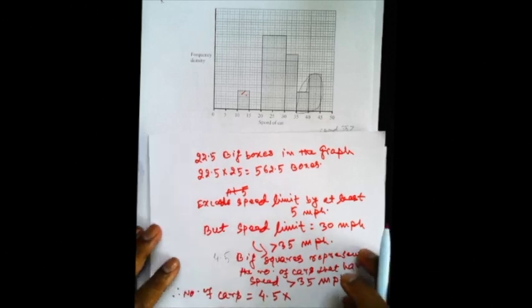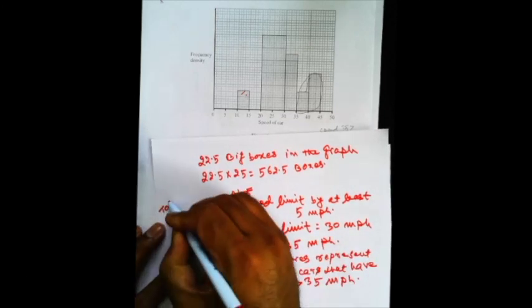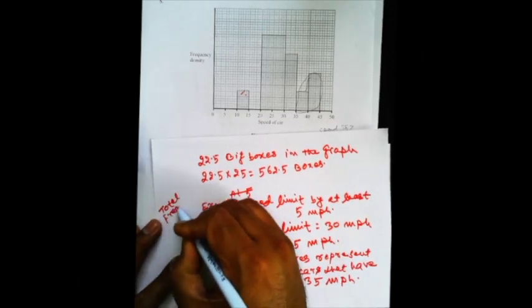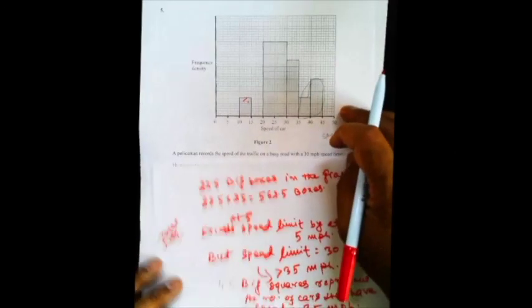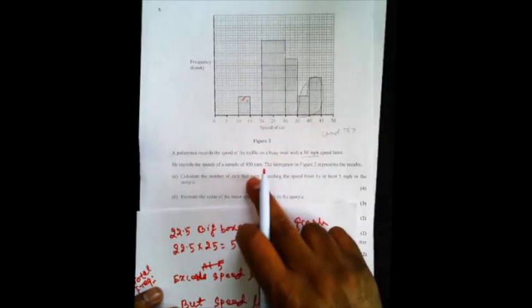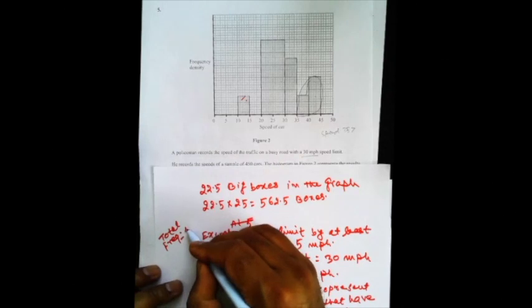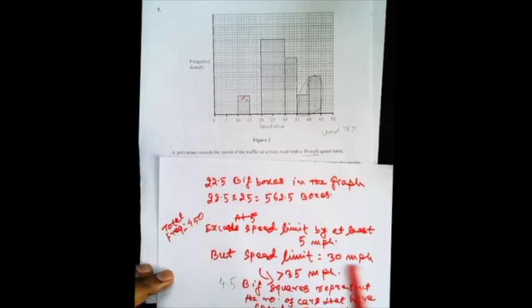In this case you also have to work out that the total frequency is given as, you can see, the total number of cars is 450. So 450, and now you can say how many boxes we have?